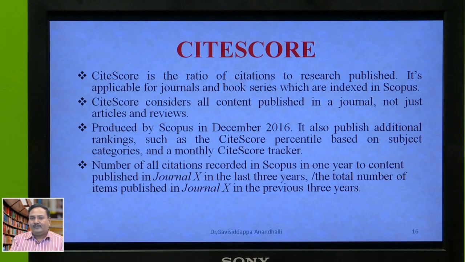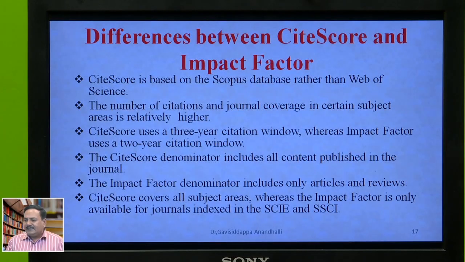For the impact factor, it takes 2 years of data for the calculation, that is, number of citations divided by number of articles published. Whereas in case of CiteScore, it takes a data range of 3 years: the number of citations received divided by the number of articles published in the previous 3 years. That's all. The difference between CiteScore and impact factor is very simple.